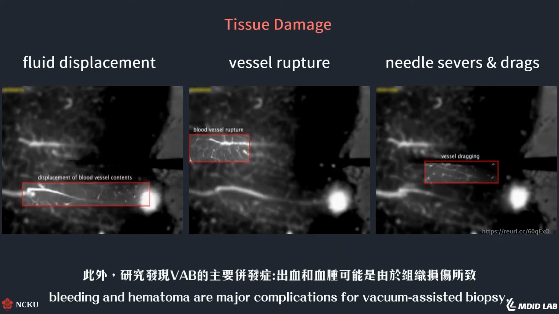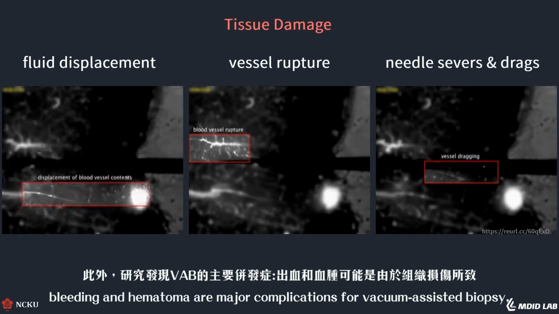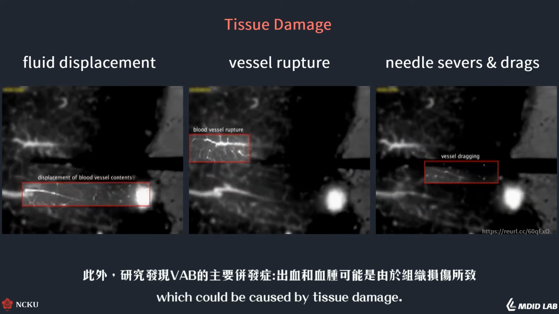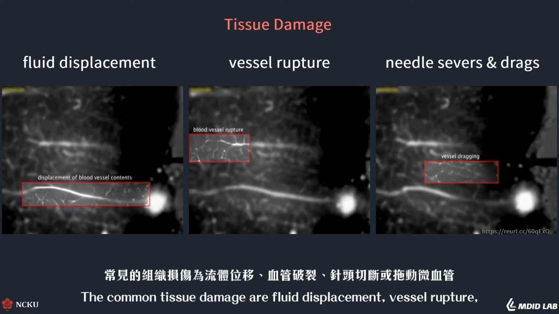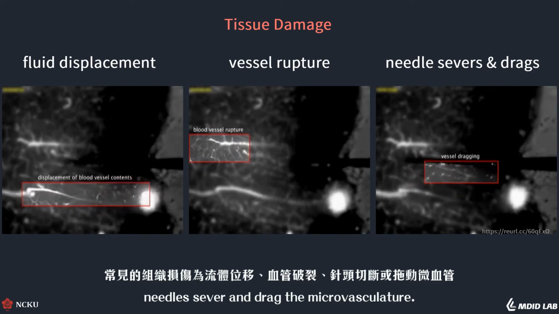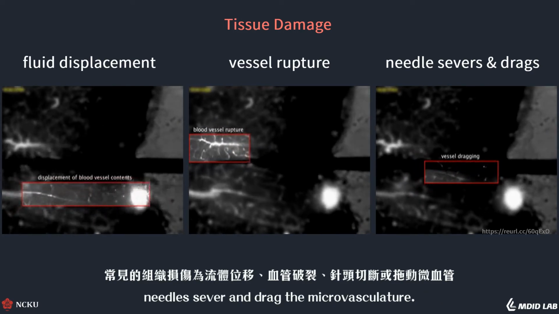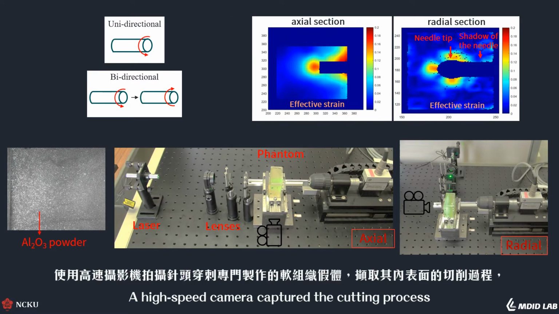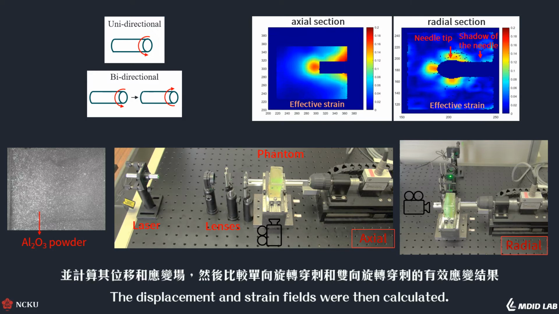Studies have found that bleeding and hematoma are major complications for vacuum-assisted biopsy, which could be caused by tissue damage. The common tissue damage are fluid displacement, vessel rupture, needles sever and drag the microvasculature. We established an optic experiment for the strain measurement. A high-speed camera captured the cutting process at the internal surface of specially fabricated tissue phantom. The displacement and strain fields were then calculated.